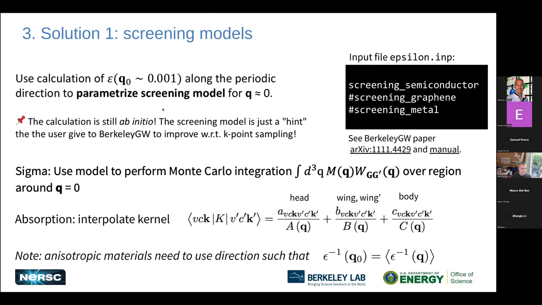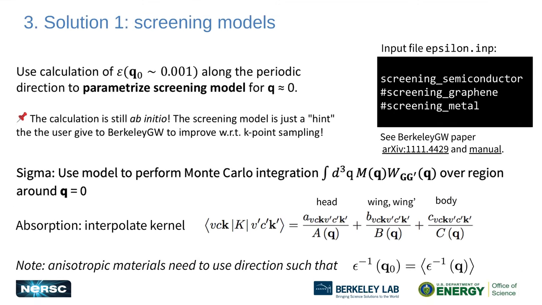One of the things I want to say is that the calculation is still ab initio. The screening model is just a hint that the user gives BerkeleyGW to improve the convergence rate. You'll always get the right answer if you provide enough K and Q points, but providing this hint will help you get to that right answer faster, converge faster, by helping us do the best we can to improve that K point sampling.